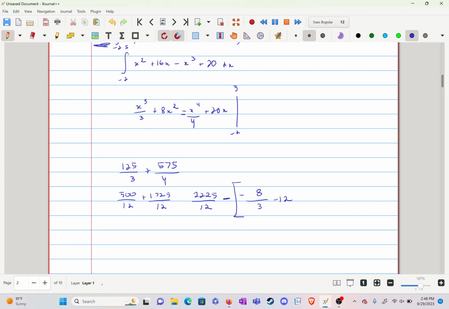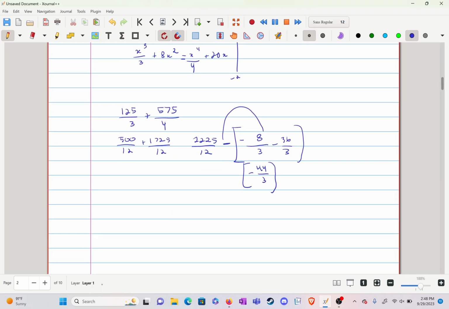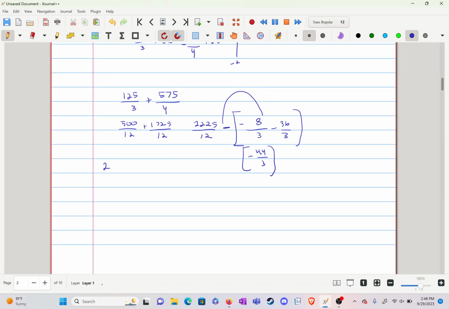There we go. Then we do that by 3. So we have 36 divided by 3. And then we have, just subtract that. So it's 44 over 3 negative. But it's positive because we're distributing this negative over here. So we have 2225 over 12 plus 44 over 3, which we have just 4 times 44, 176.